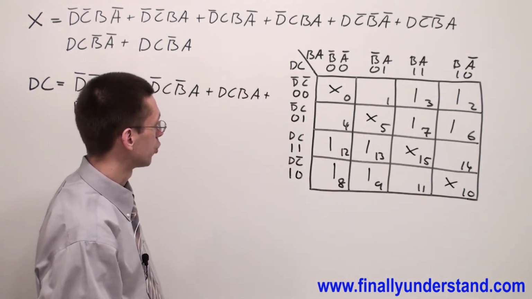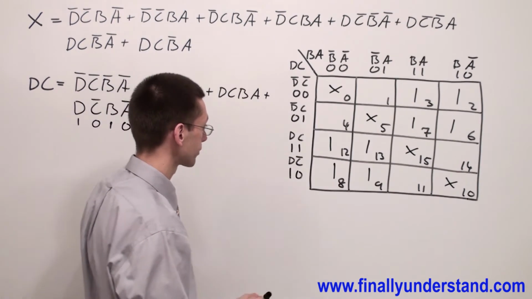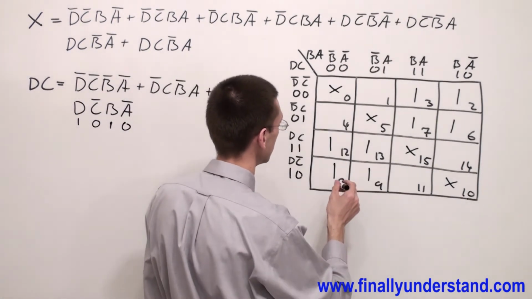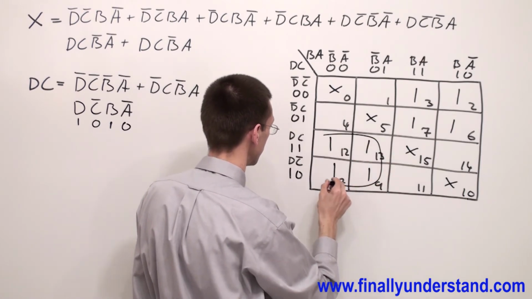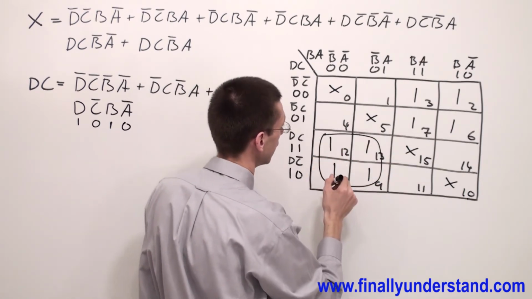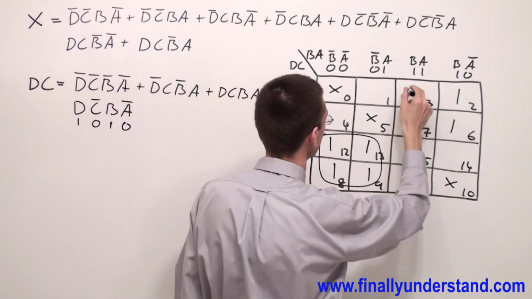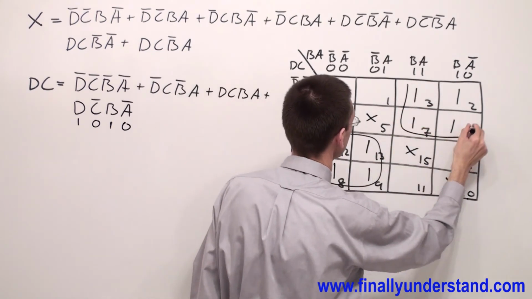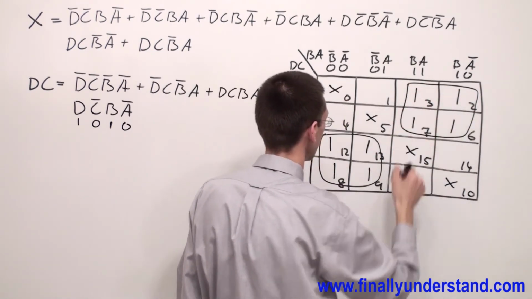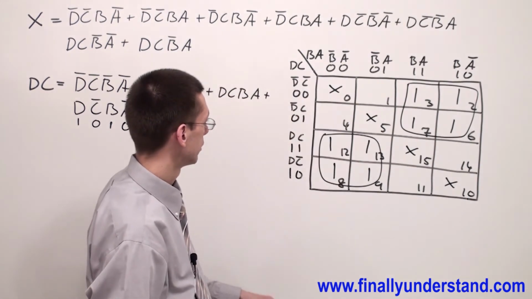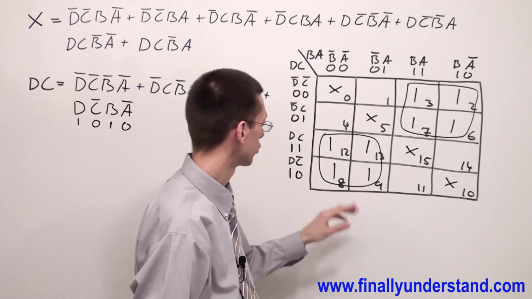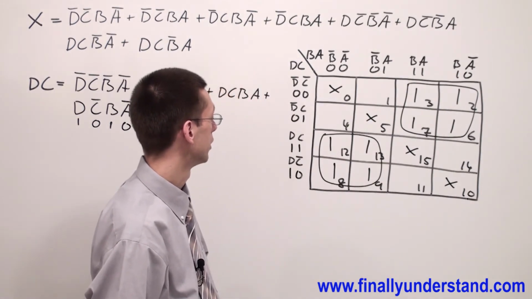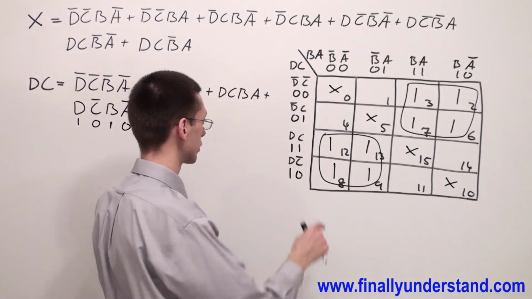Let's check how many groups we can create over here. We have one group, and we have a second group. So basically we don't need to use any don't cares, and these are the only groups which we can create in this map. So let's talk about the first one.